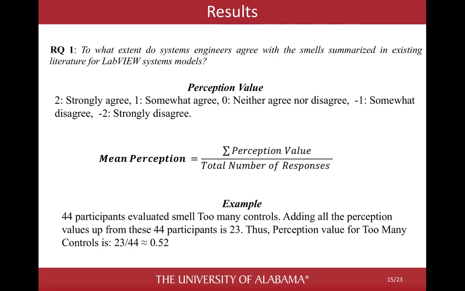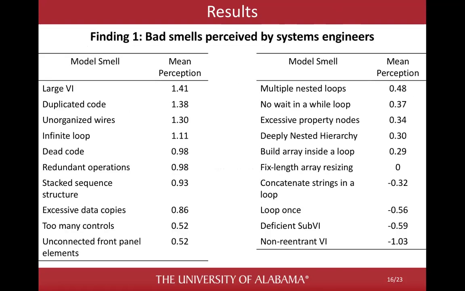For example, for the bad smell too many controls, there were 44 participants who evaluated this smell, and we added up all the perception values from these 44 participants, and the result was 23. So the perception value for too many controls is 23 divided by 44, which is about 0.52. Using the same approach, we can get the mean perception for different bad smells.